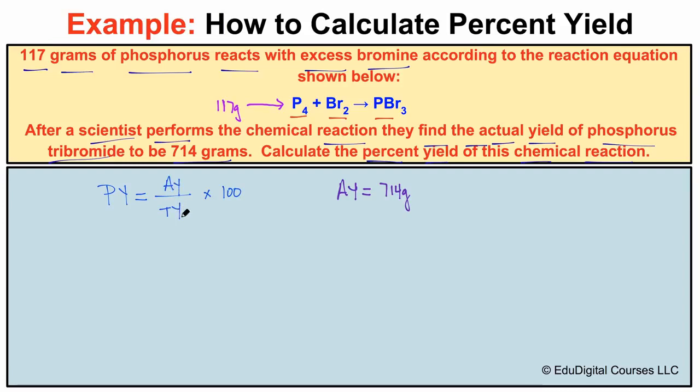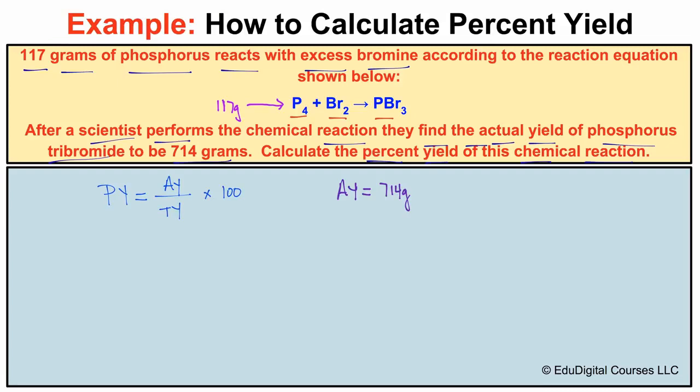So how do we get the theoretical yield so that we can calculate the percent yield? Well, we're going to have to do some stoichiometry first to figure out the theoretical yield. Once we do that, we can plug the actual yield into here, our theoretical yield into here, and then we can determine the percent yield.